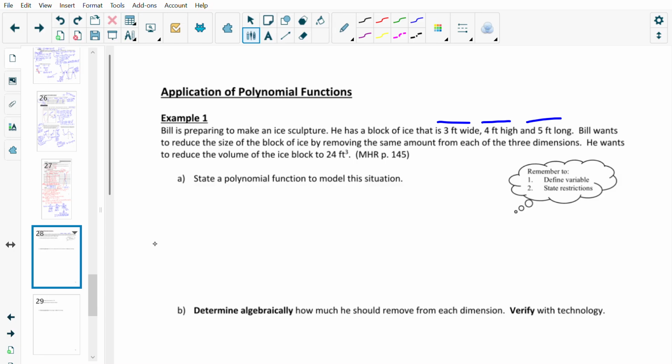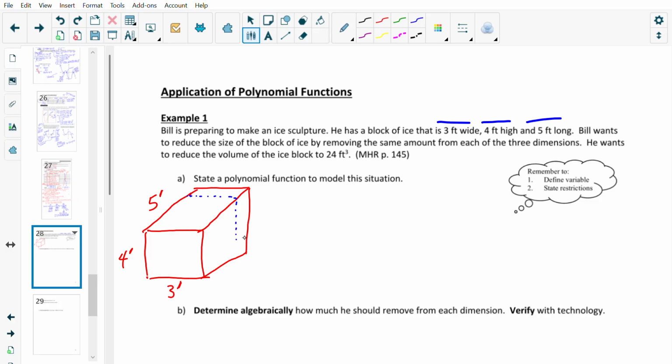So let me draw a picture first. Here's a block of ice. Okay, there's my block of ice, a nice rectangular prism. It's 3 feet by 4 feet, so 3 feet wide, 4 feet high, and 5 feet long. Bill wants to reduce the size of the ice by removing the same amount from each of the 3 dimensions. So this is what we're doing here. He wants to remove the same amount from each dimension.